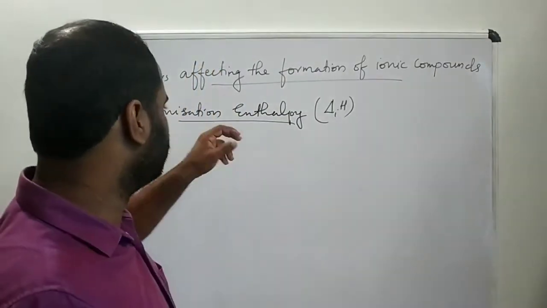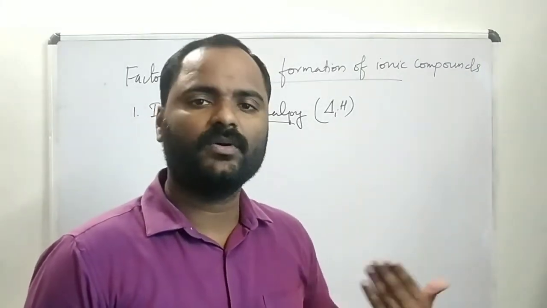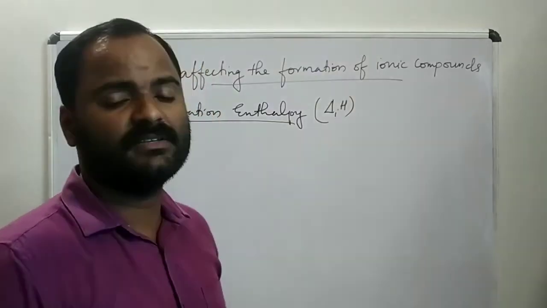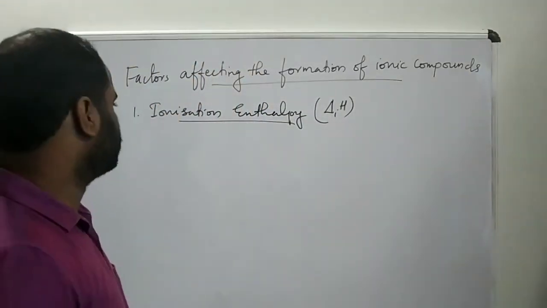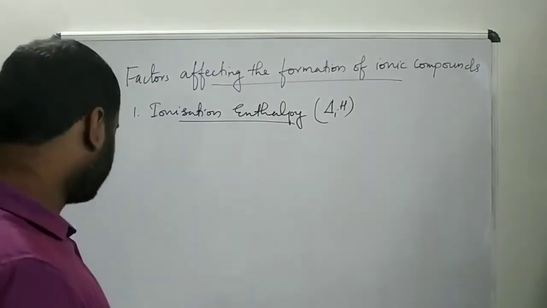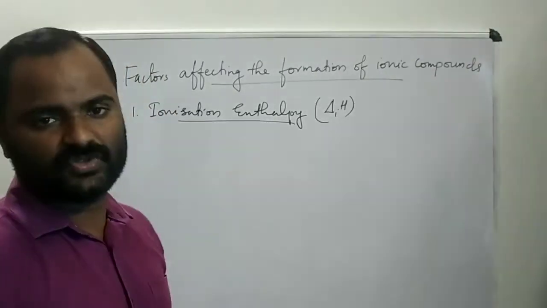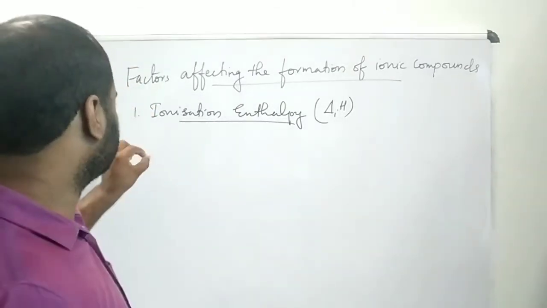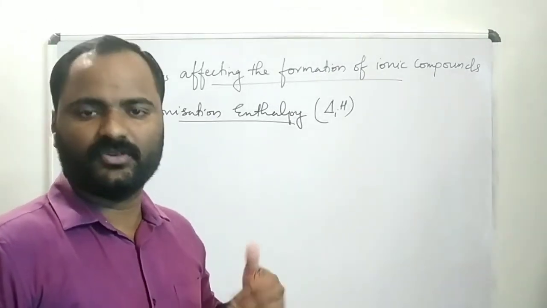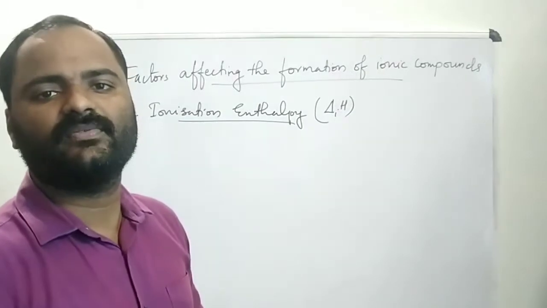Ionization enthalpy is the amount of energy required to remove the most loosely bound electron of an isolated gaseous atom, represented by the symbol delta IH. The lower the ionization enthalpy, the higher the ease of formation of a positive ion. By losing an electron, a positive ion forms. So if ionization enthalpy is low, that atom can easily form an ionic compound.